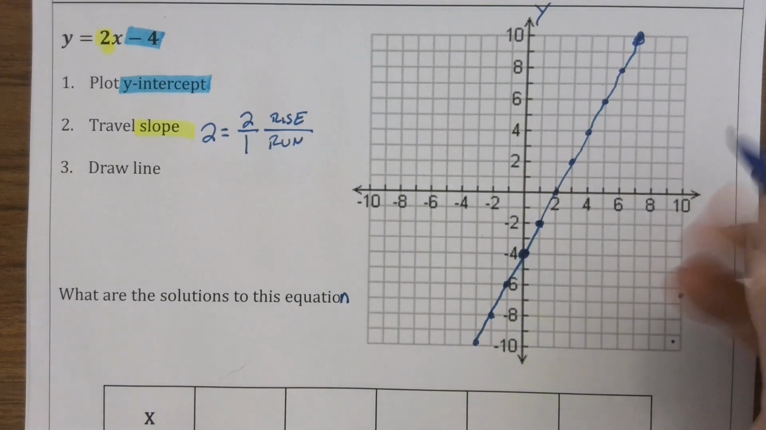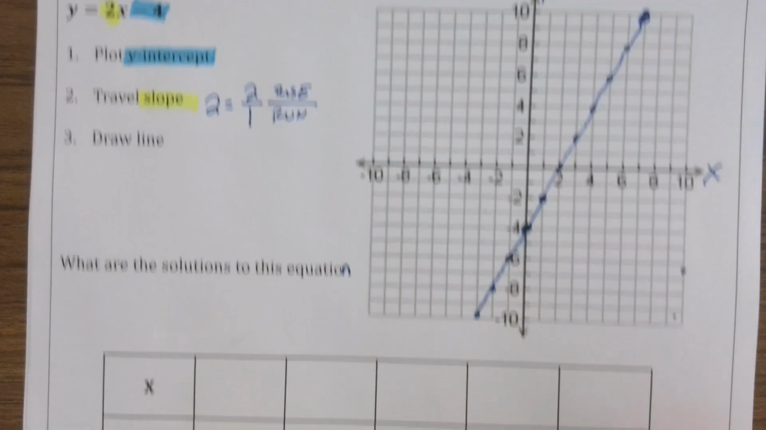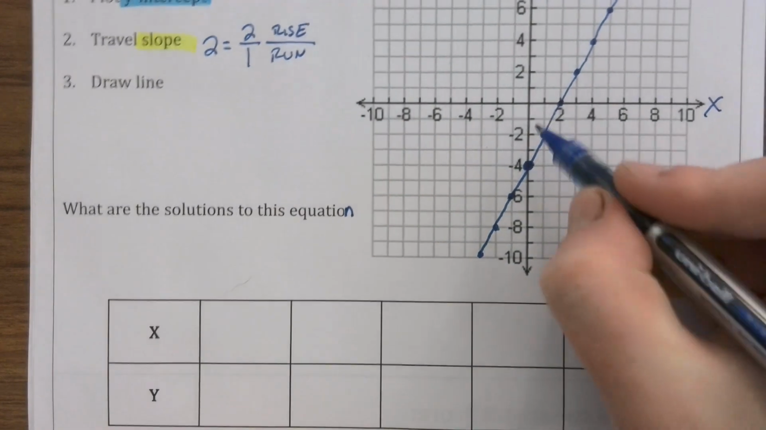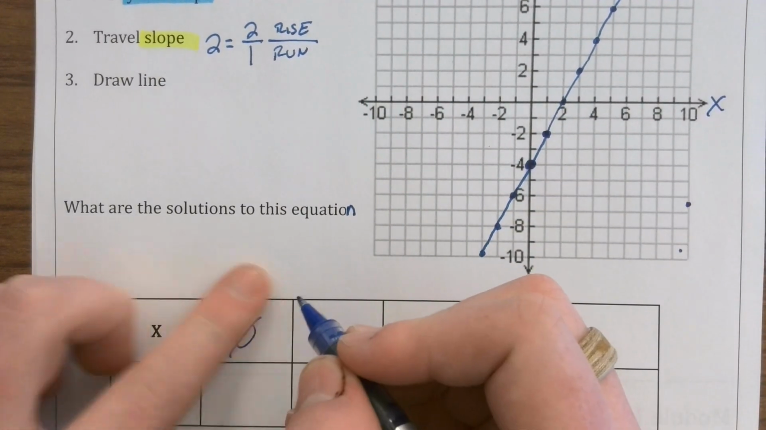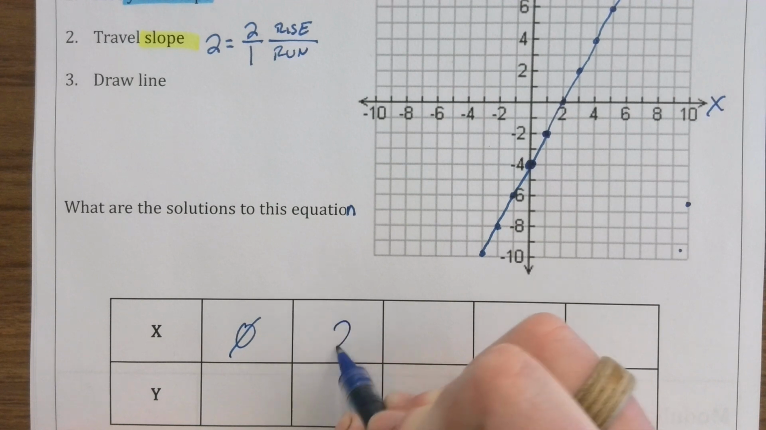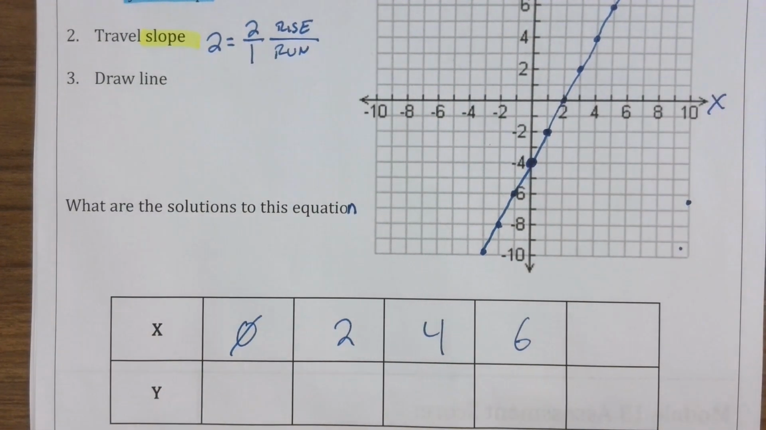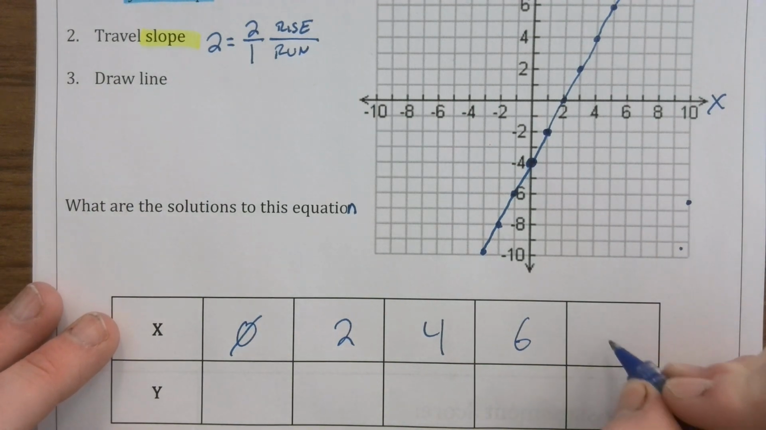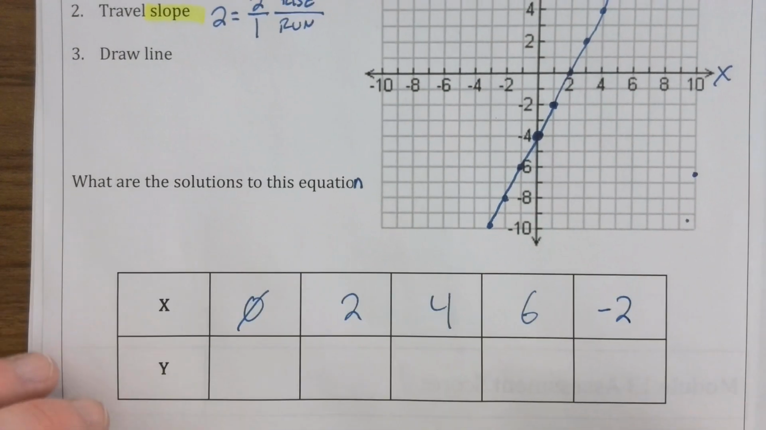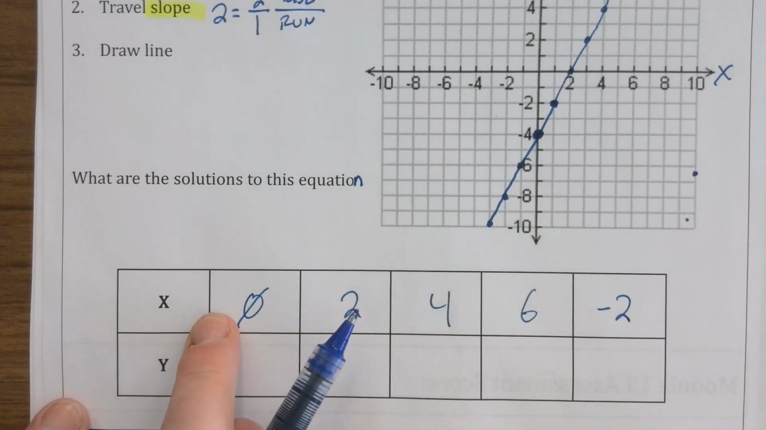Remember, our x is the horizontal axis, so I'm going to go ahead and pick a couple points on there. I'm going to go ahead and pick 0, 2, 4, 6, and we'll call that good, because 8 is not on our table. We could put another number in there. I could go back and put in negative 2 if I want. That's fine. I should have put the negative 2 over here, but that's okay.